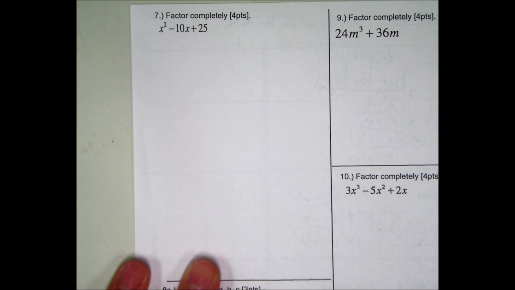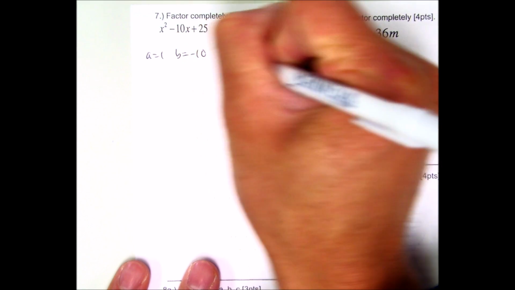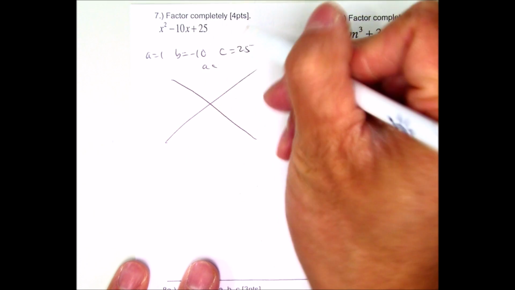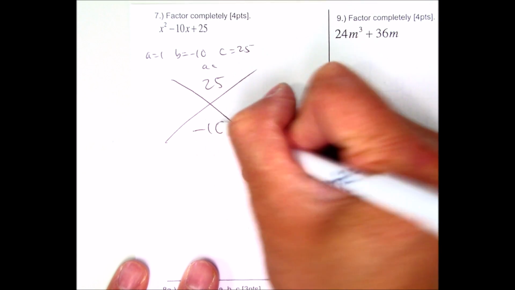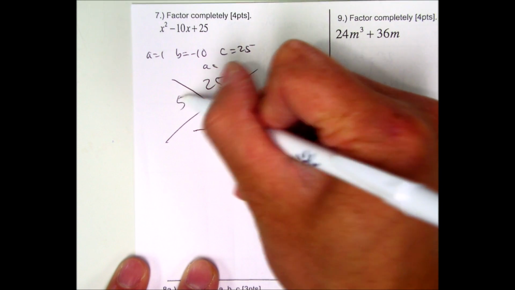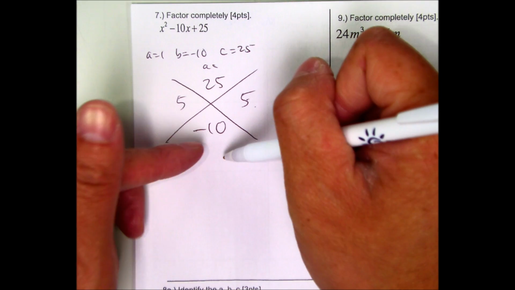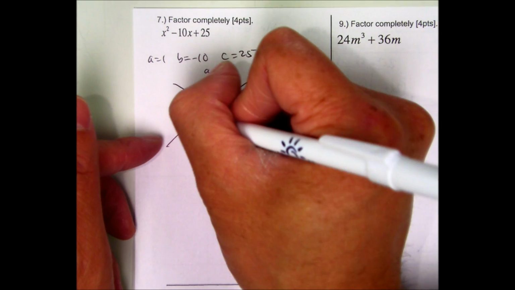Question number 7. x squared minus 10x plus 25. a is 1, b is negative 10, and c is equal to 25. A times c will be 25, and the b value is negative 10. Well, the only numbers are 5 and 5. If I multiply those, that does equal 25, but if I add those, it does not equal a positive 10. So that means they're both going to have to be negative.